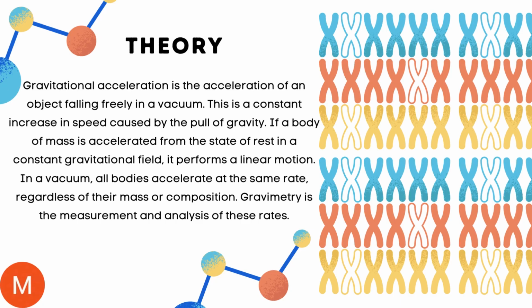The next one is theory. Gravitational acceleration is the acceleration of an object falling freely in a vacuum. This is a constant increase in speed caused by the pull of gravity. If a body of mass is accelerated from the state of rest in a constant gravitational field, it performs a linear motion. In a vacuum, all bodies accelerate at the same rate, regardless of their mass or composition. Gravimetry is the measurement and analysis of these rates.